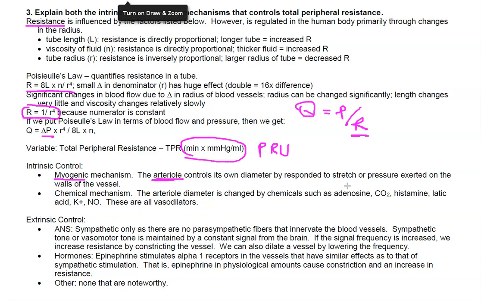So it's called the myogenic. Myo means muscle, genic means that's where it comes from. So it's an intrinsic mechanism because it's related to the actual arteriole, the blood vessel itself.